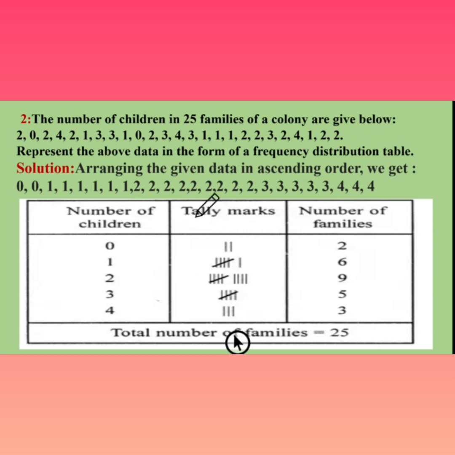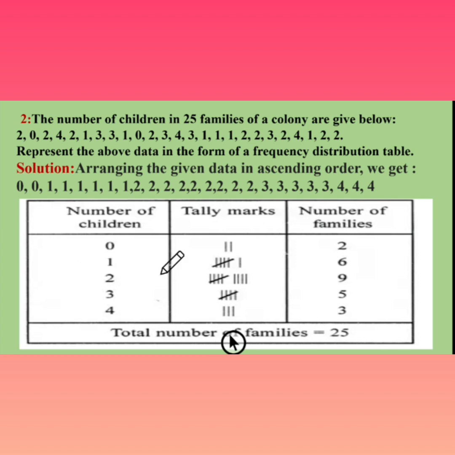Now for the tally marks, we count how many zeros there are. There are 2 zeros. So for the 2 in the tally mark, we draw 2 vertical lines. So the number of families is 2. Next, 1 is how many times? 6 times. For 1, 6 times, we draw the 6. For 6 we draw 4 vertical lines and 1 slant line. This represents the 5, and then 1 vertical line represents the 6.